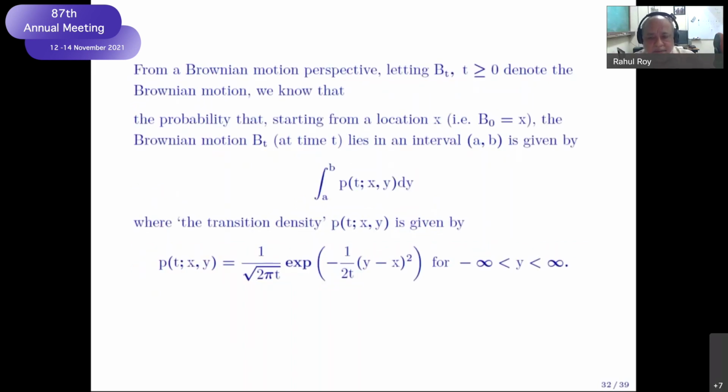From a Brownian motion perspective, letting Bt denote the Brownian motion, we know that the probability, starting from a location x, that means B of 0 equals x, that the Brownian motion Bt at time t lies in an interval a to b is given by this quantity, where p is exactly similar to what Lord Rayleigh had given as a solution to Karl Pearson's question. So p of t,x is, for those of you who are familiar, basically a normal density with mean x and standard deviation square root of t.